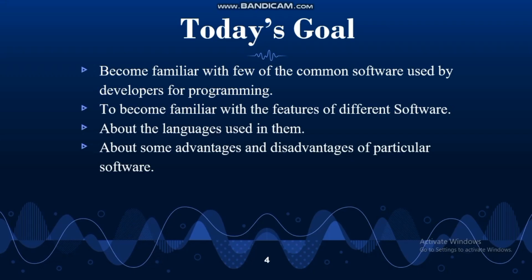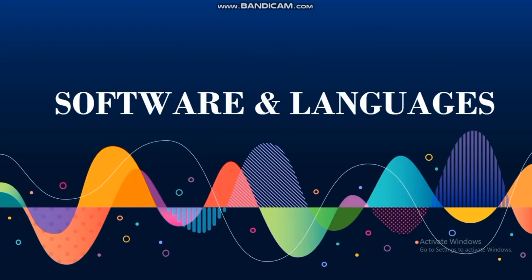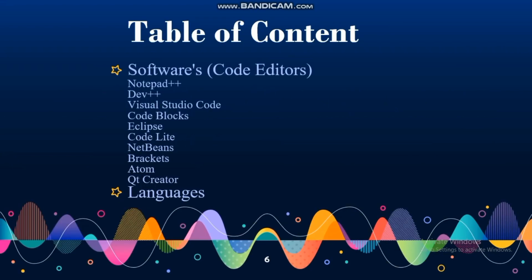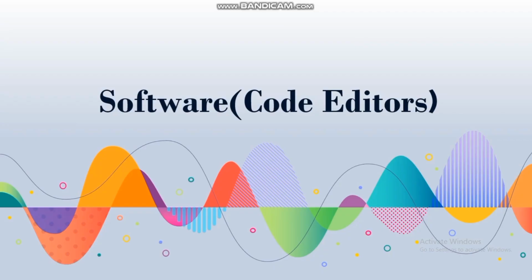Let's start. Today's goal is to become familiar with a few of the common software used by developers for programming, to become familiar with the features of different software, the languages used in them, and some advantages and disadvantages of the particular software. The table of contents we'll cover in today's lecture is software, code editors, Notepad++, Dev C++, Visual Studio Code, Code Blocks, Eclipse, CodeLite, NetBeans, Brackets, Atom, Qt Creator, and the languages all these editors support.